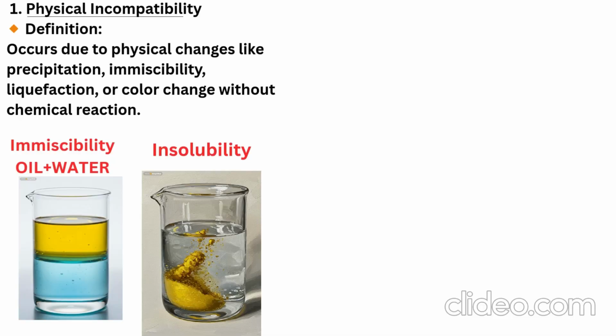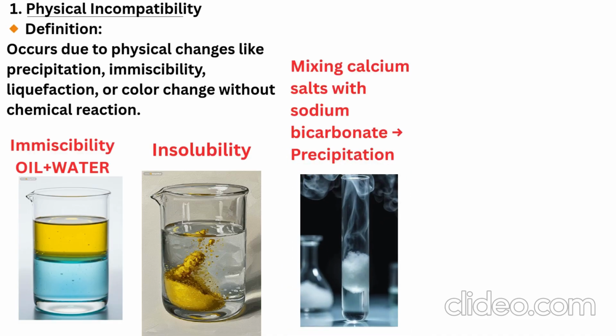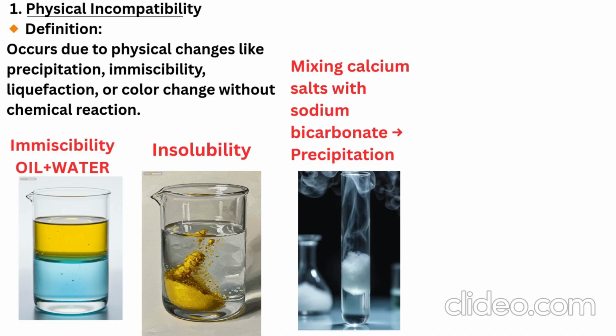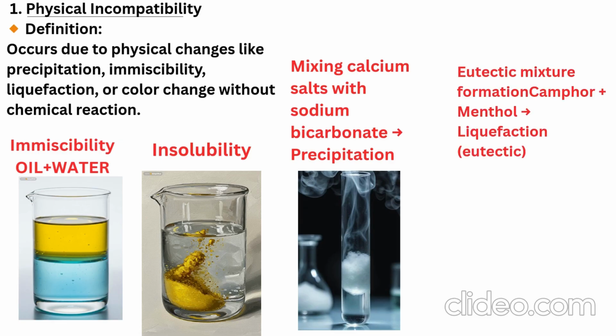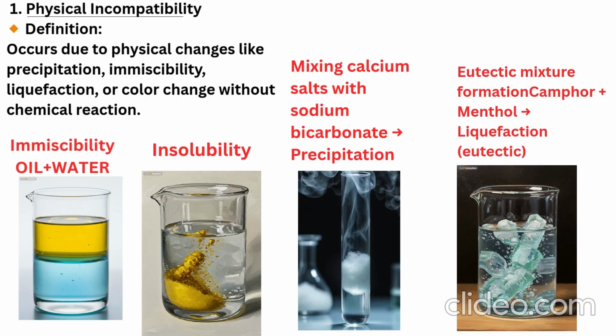Then another example is precipitate formation, like mixing of calcium salt with sodium bicarbonate. And then eutectic mixture, that is when these ingredients are mixed, suddenly from the solid they will convert into the form of liquid, for example camphor and menthol. This reaction is called liquefaction. So all these are due to physical change. It is called a physical incompatibility.